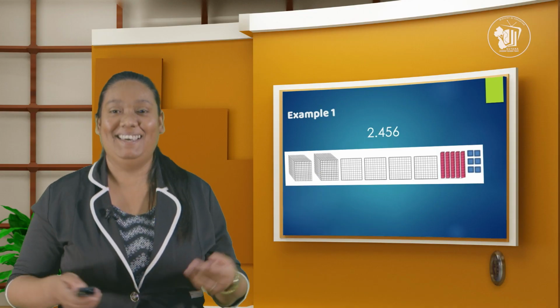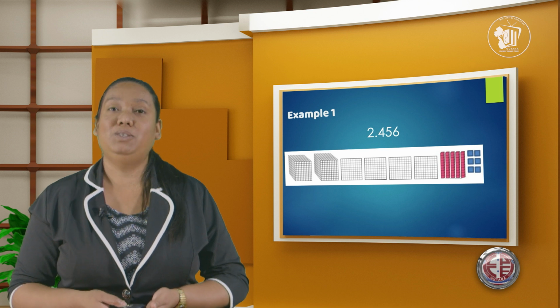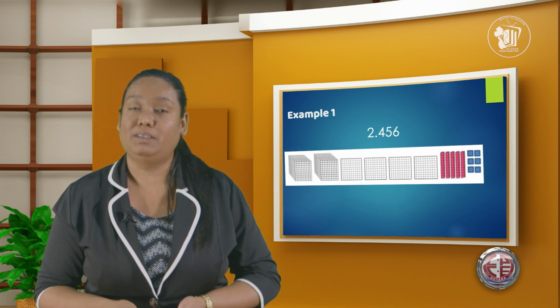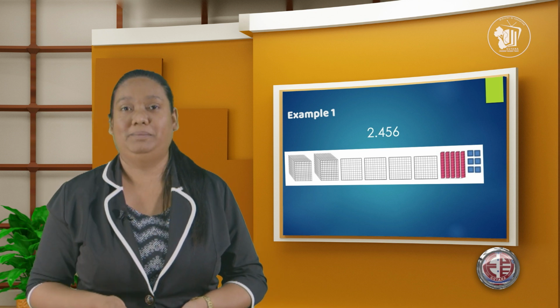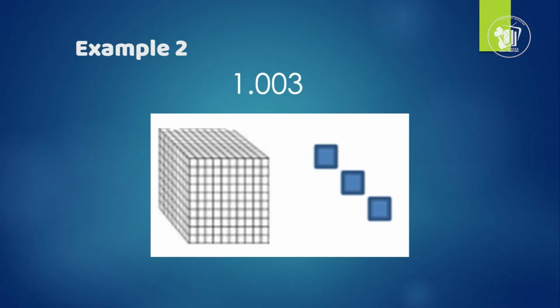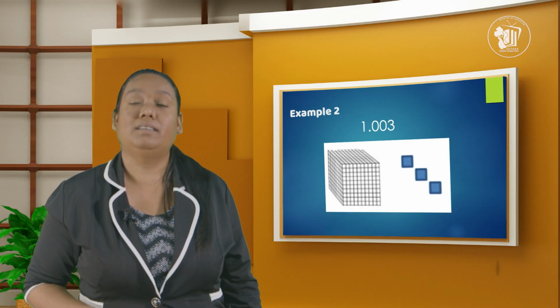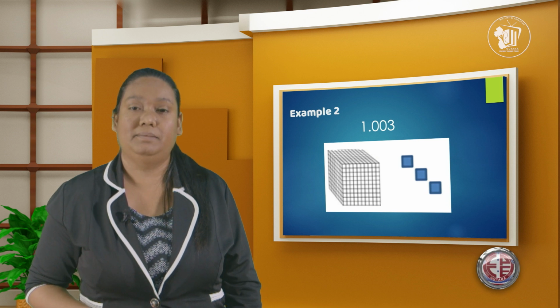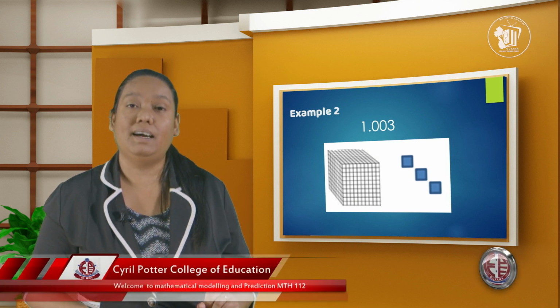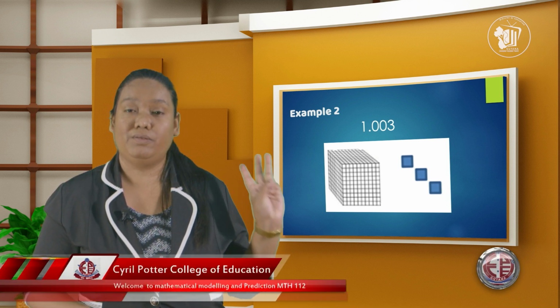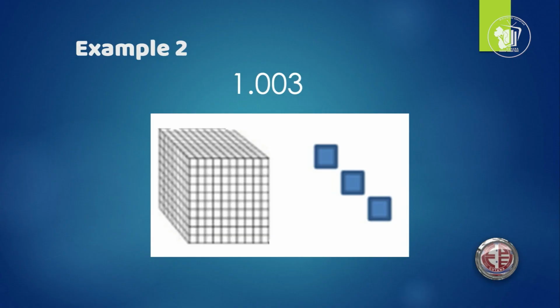Wasn't that easy? Now, how about you try to model a decimal number on your own? How can we model this decimal number here? This decimal number reads 1.003. If you use one large cube and 3 little cubes, then you are absolutely correct.